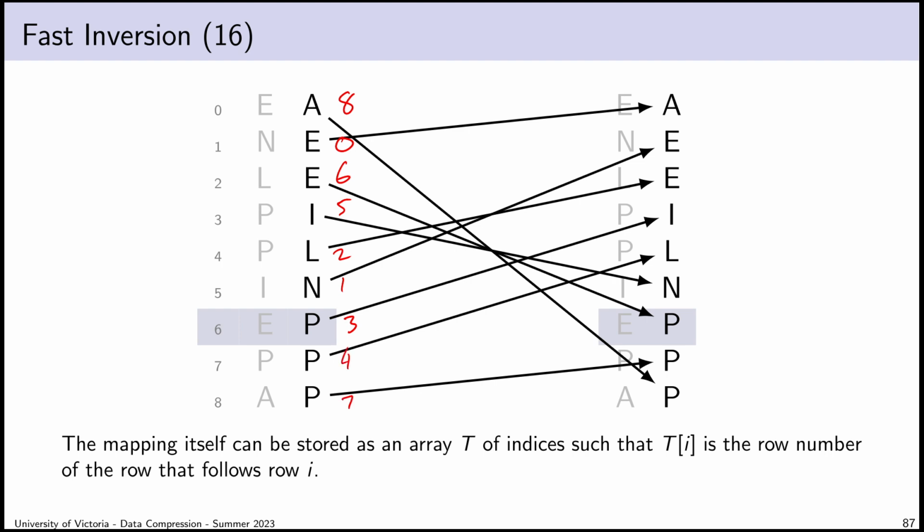Okay, so hopefully there it is. This is the permutation I would construct. If I use this array T, I can walk along arrows by just indexing into T. So T sub 6, for example, would be 3. And it's just where to go next, where the arrow points. So I just grab the character from the front of each row as I go, and I just walk along using my mapping T.